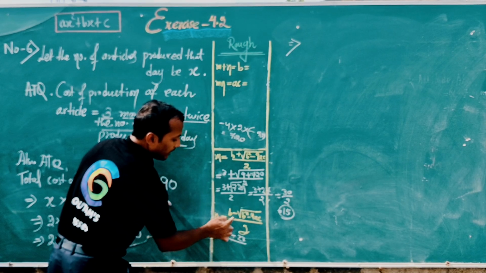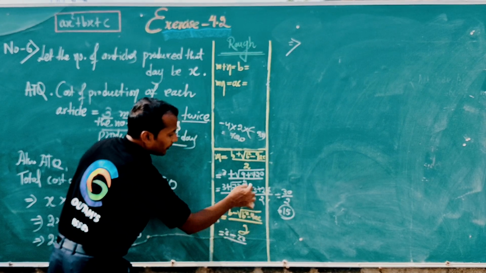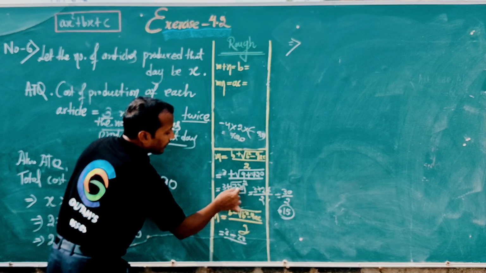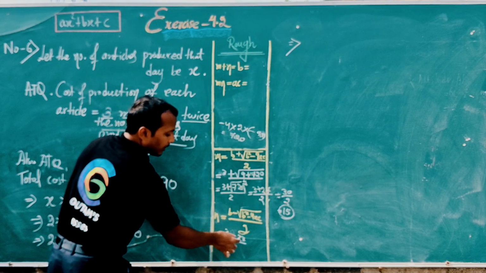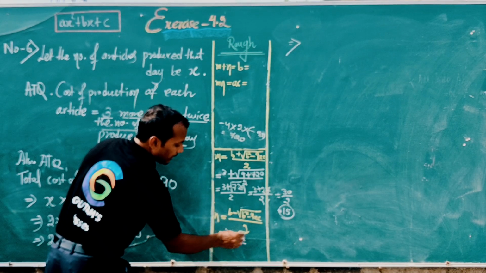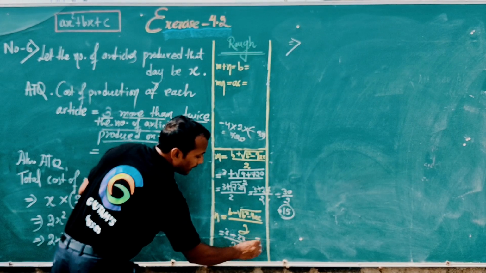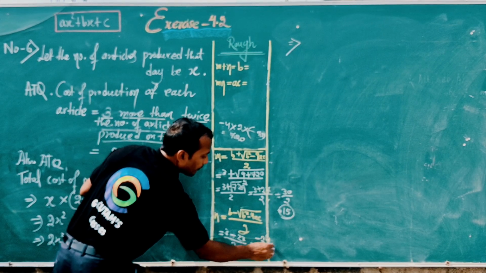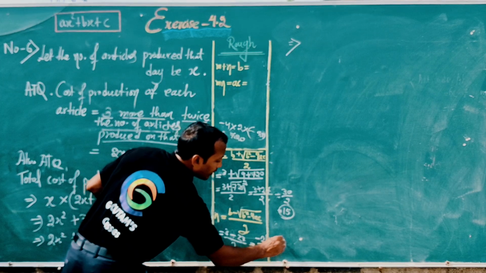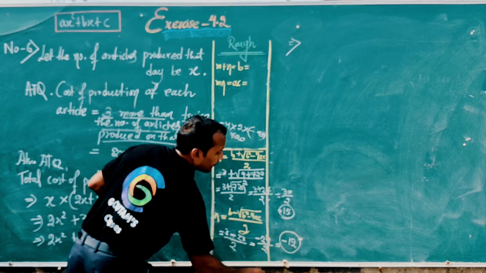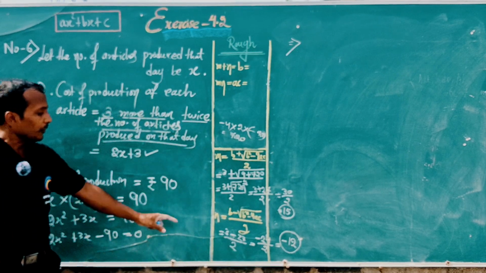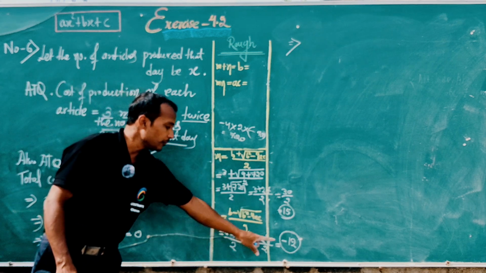Means we had 3, we had minus, root b square minus 4ac was 27 finally. 729 root gave you 27. So 3 minus 27 you get, and by we have 2. So 3 minus 27 is minus 24 by 2, which means minus 12. That's it. So m is 15, n is minus 12.